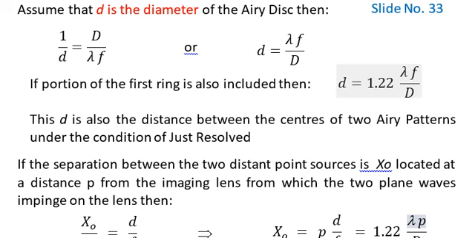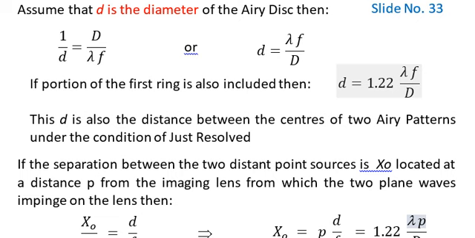So this is the diameter if you consider from the center of the Airy disc to the center of another Airy pattern which is approaching the first pattern. The other pattern should not come closer to the center of the first disc than this diameter d. So d is equal to 1.22 lambda f over capital D is the limit that the two Airy patterns can come closer to each other, and again the two distant point sources in the sky are generating plane waves reaching our lens.